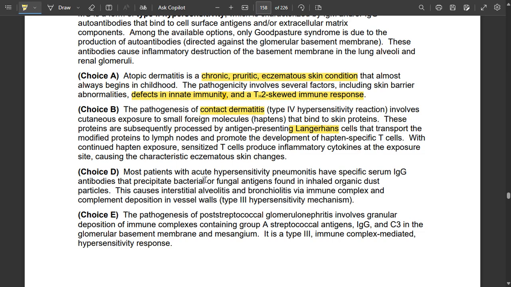Most patients with acute hypersensitivity pneumonitis have specific serum IgG antibodies that precipitate bacterial or fungal antigens found in inhaled organic dust particles. This causes interstitial alveolitis and bronchiolitis by immune complex and complement deposition in vessel walls, a type 3 hypersensitivity mechanism.